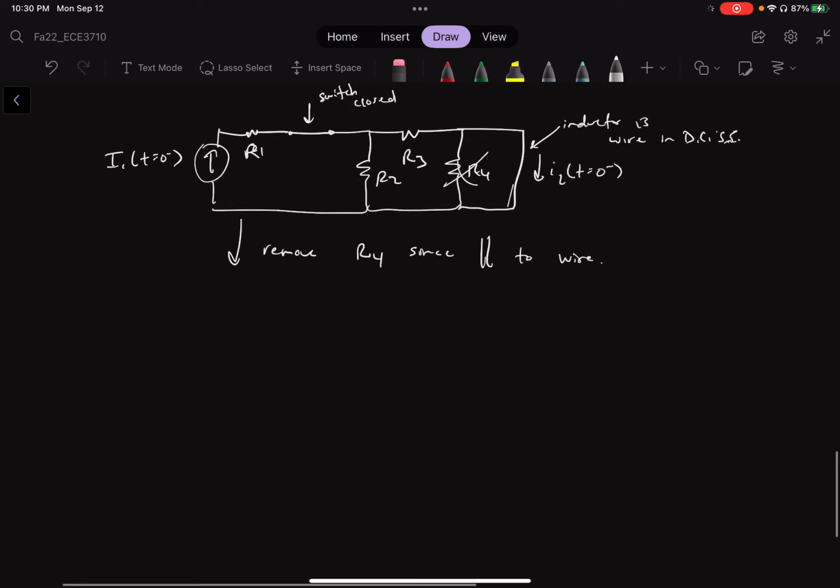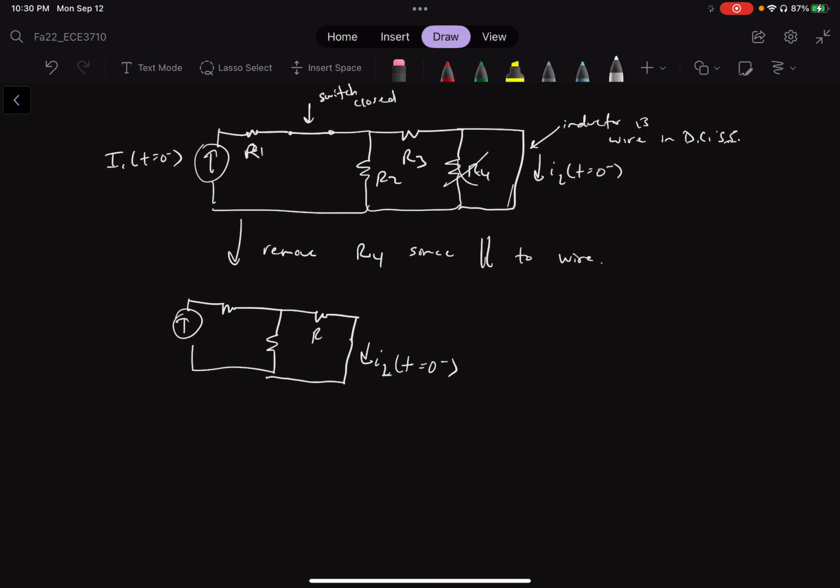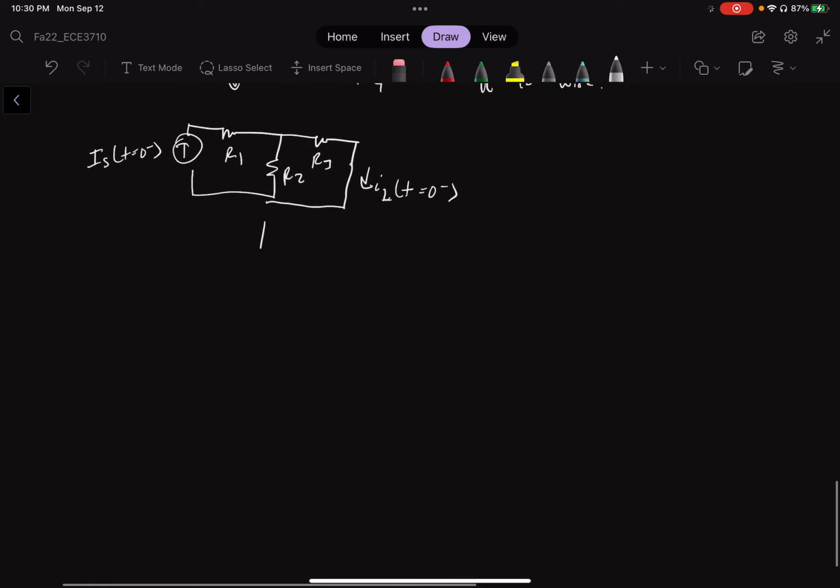Okay, now what do we have? Current source, resistor, resistor, resistor, wire. This is IL, t equal to 0 minus. This is R3, this is R2, this is R1, and this is IS of t equal to 0 minus. Let's redraw this another way.